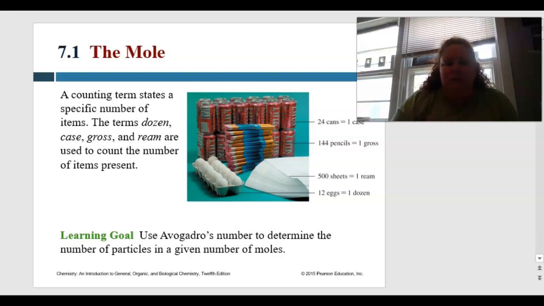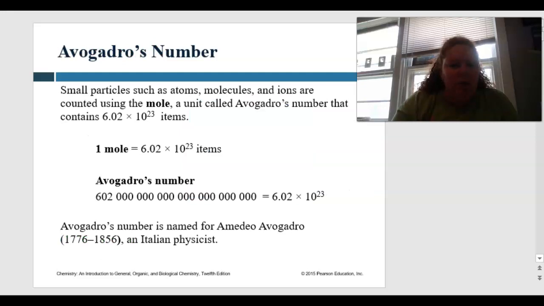So these are all known things, and we're going to use calculations and learn how to use Avogadro's number to determine the number of particles in a given number of moles. So what is Avogadro's number? Well, we hear a lot about it, but do we really know what it is and how to use it? Well, we will after this video.